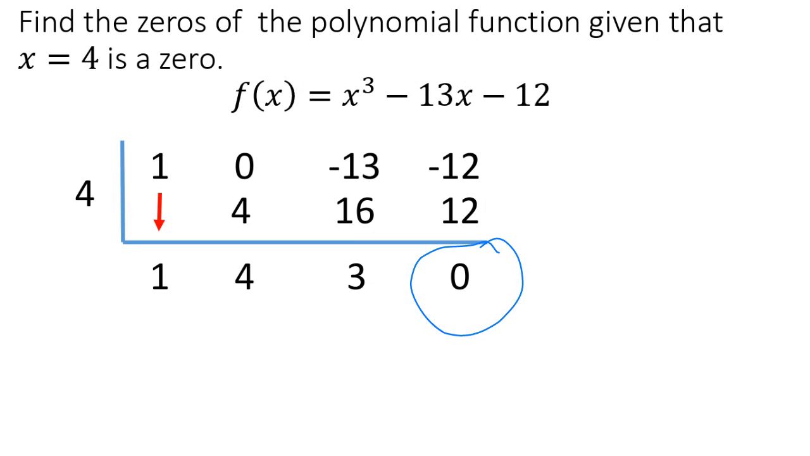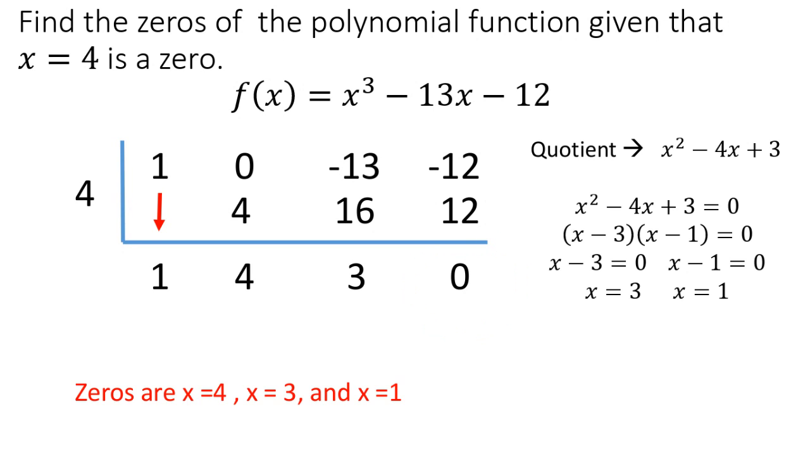Okay. Since we have a 0 here, we can use the quotient. And so my quotient is here, which is what we covered last week, right? So we go 1 degree less. So we have x squared minus 4x plus 3 is what we get as our quotient.